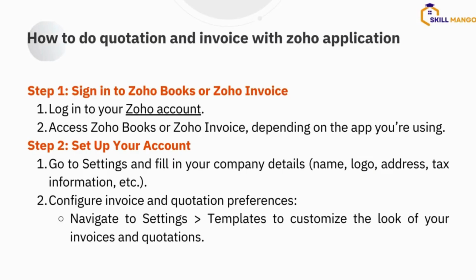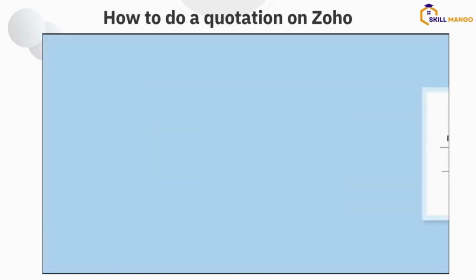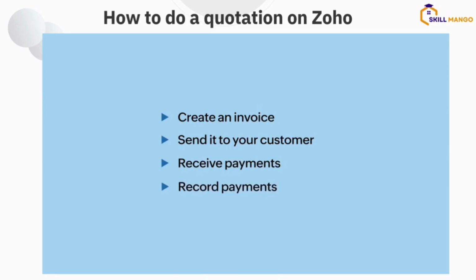Take your time, create your account on Zoho. These are the procedures on how to do it, and this is how it looks. You can do your invoice, list all your items, the price, the quantity. You can send it to your customer, you receive payment online. It's very easy and simple. You can do all this on your smartphone, you can do it on your computer.